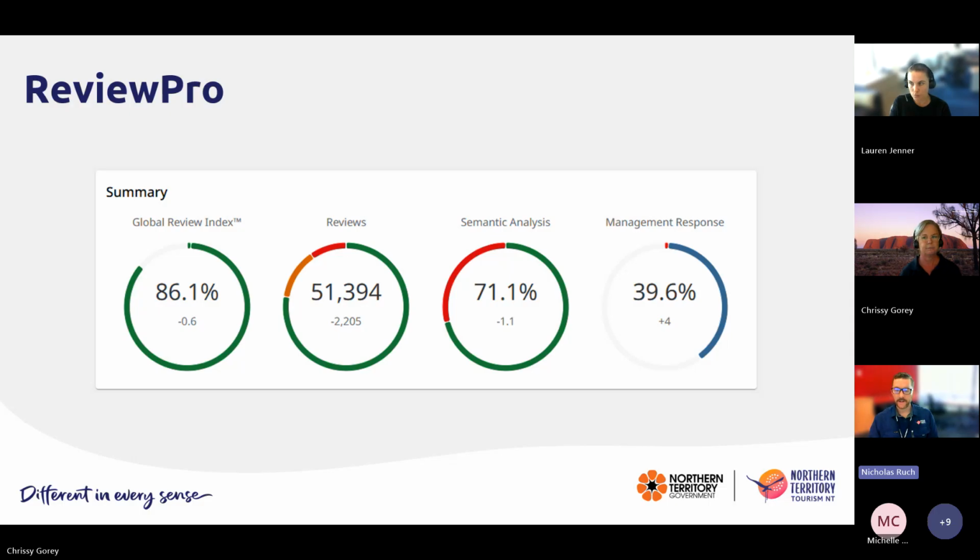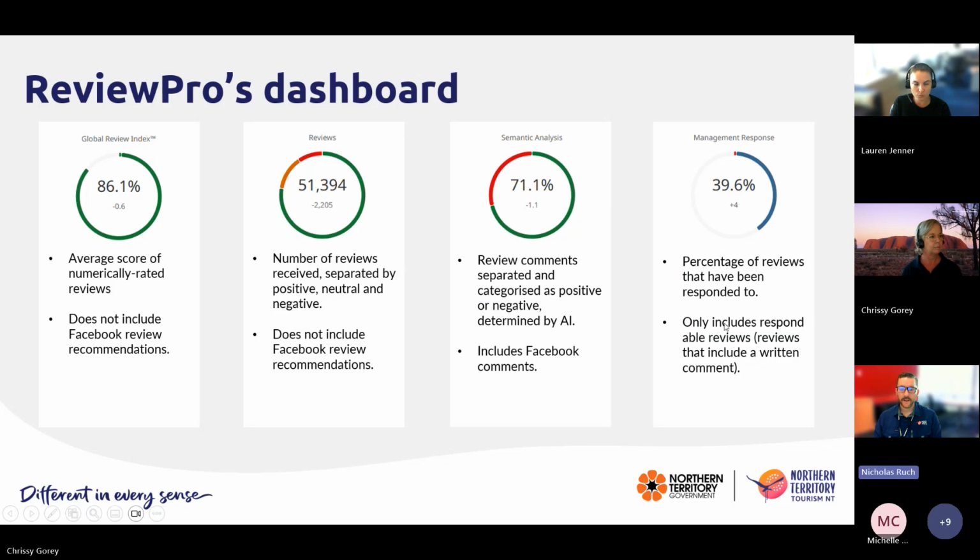Do you want to go to the next one, Chrissy? The breakdown of what this is showing is on the far left, the Global Review Index. So that is the GRI score. It's a score out of 100, and it is showing you the average score of your numerically rated reviews. So that would be, for example, your Google business listing, which is out of a 5-star rating, or it could be booking.com, which is out of 10.